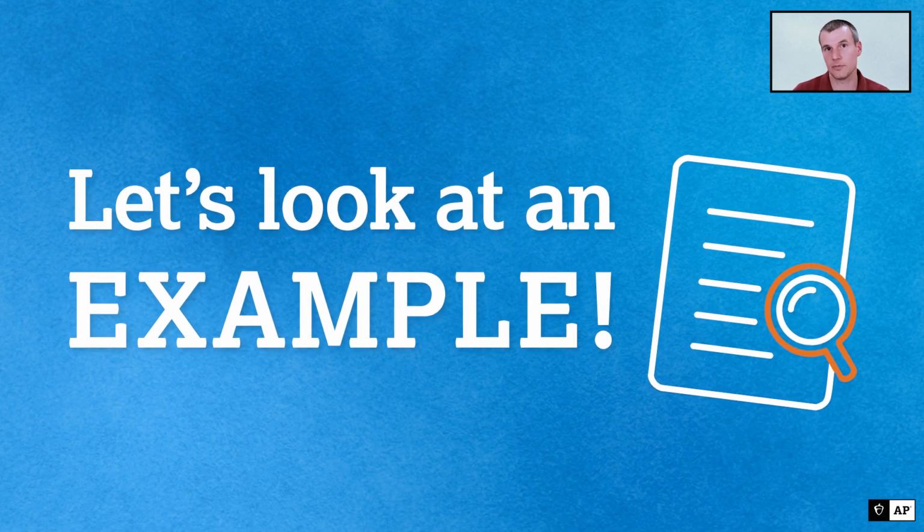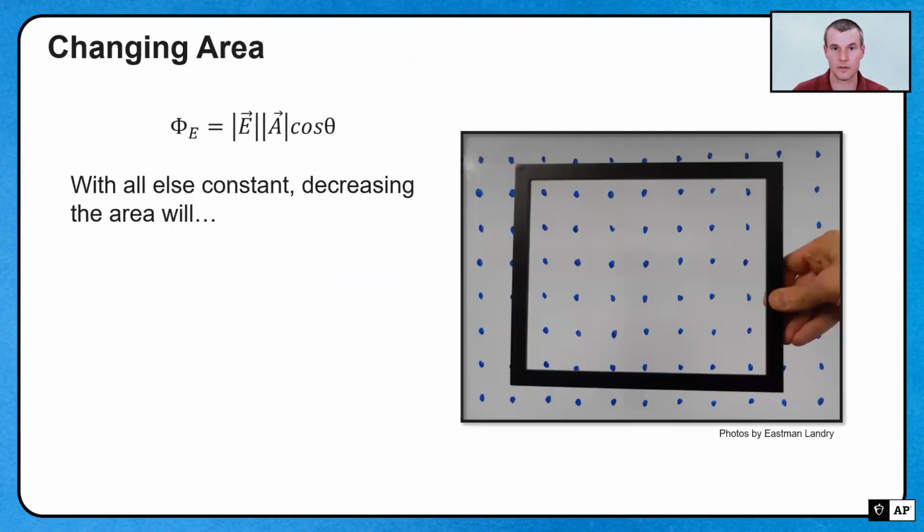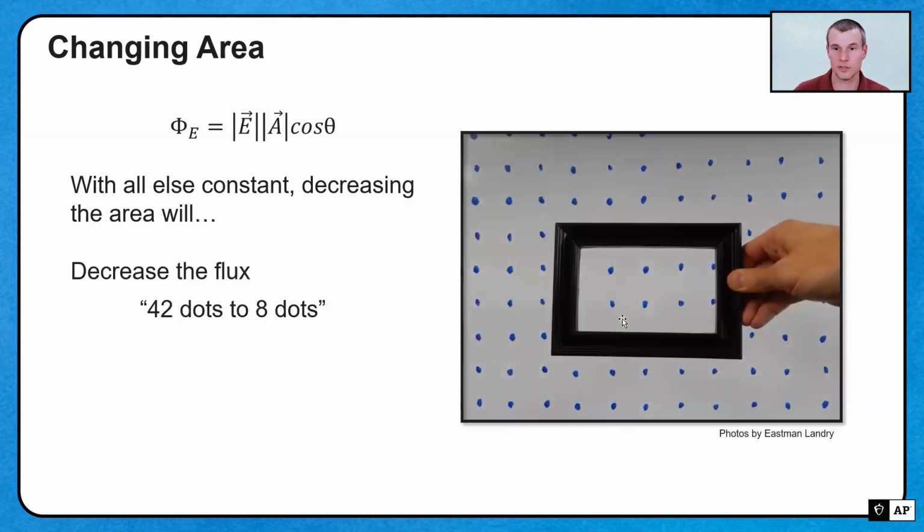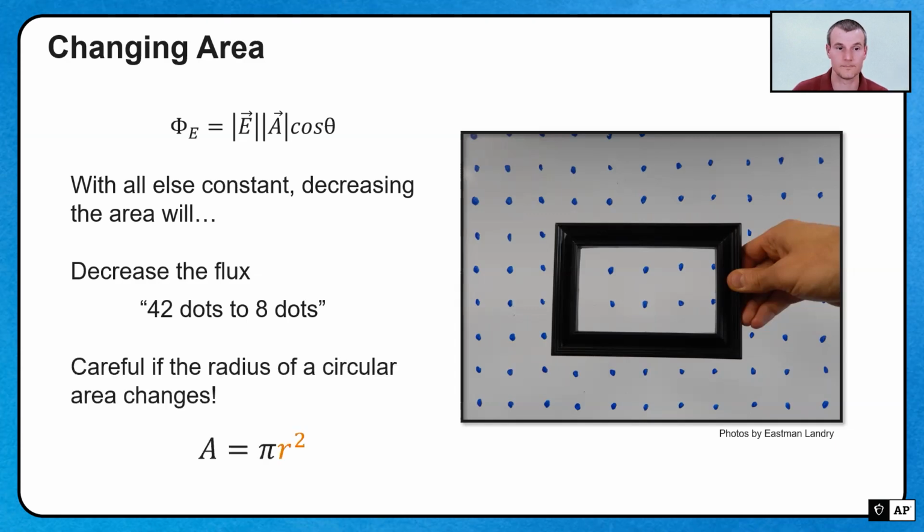So let's look at an example to help visualize this a little better. In particular, we wanted to see how changing the area can affect our setup. What's one thing we can change about the area? Well, if we have this big area with all these little dots representing my electric field, and I reduce it, sure enough, I'm going to go from 42 dots to 8 dots. Having a smaller picture frame has less electric field traveling through it. So decreasing the area is going to decrease our flux.